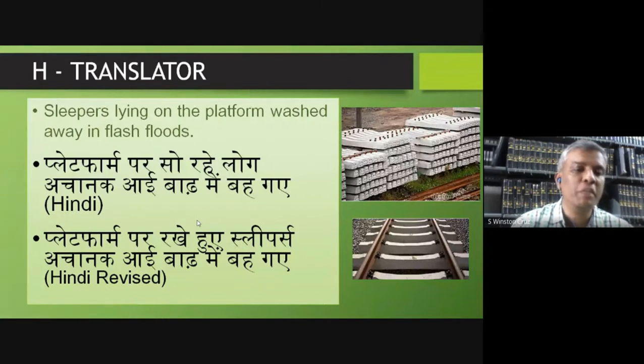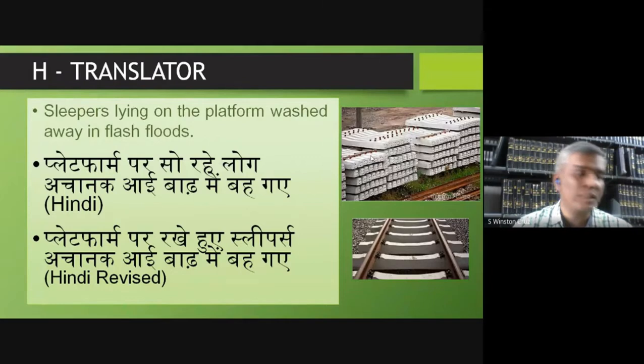So why this big change, and who has done it? The first and second ones, this H translator that I'm showing you, is actually a human translator, one of our colleagues. His first approximation of the sentence was the first bulleted point. The second was revised after some input was given about what these sleepers are. If you want to know why it says sleepers kept, you can see the pictures on the side.